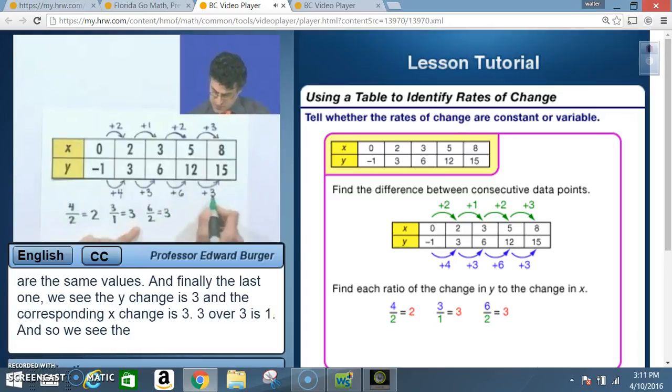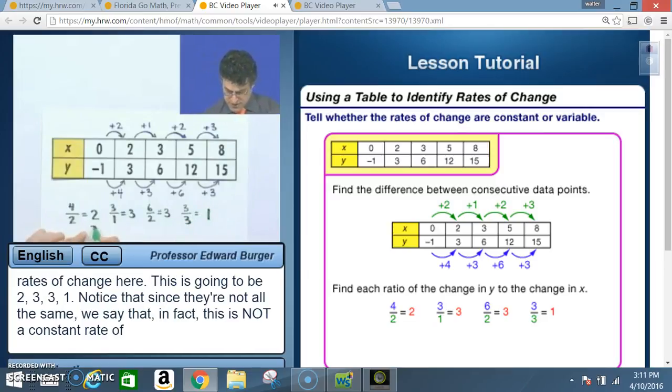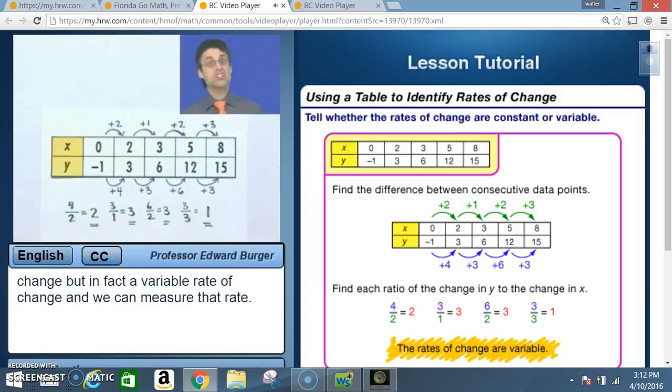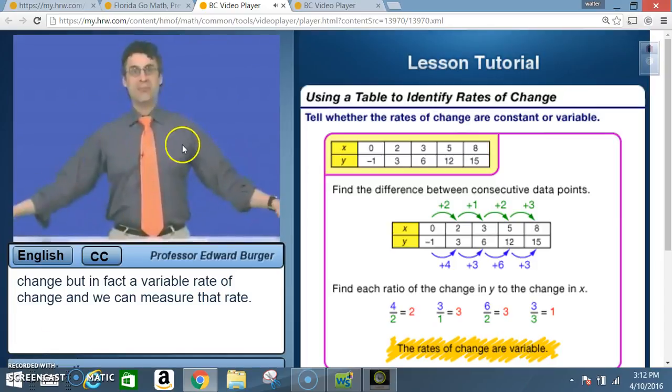And then finally, the last one, we see the y change is 3, and the corresponding x change is 3. 3 over 3 is 1. And so we see the rates of change here. This is going to be 2, 3, 3, 1. Notice since they're not all the same, we say that, in fact, this is not a constant rate of change, but, in fact, variable rate of change. And we can measure that rate.